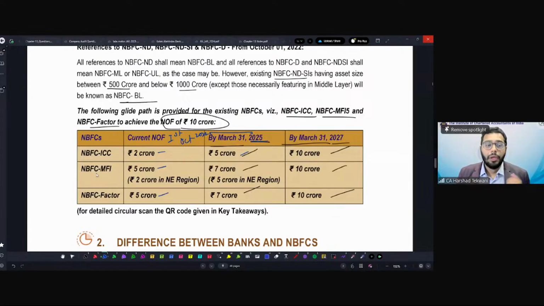Okay, sir. And now, in the next 2 years, they have been given time to increase it from 5 CR to 10 CR. This is the gliding path or glide path. Okay, sir. Yes, sir. Clear. Thank you, sir.